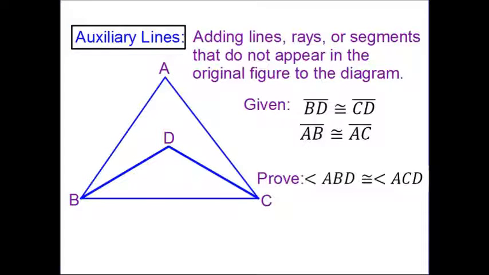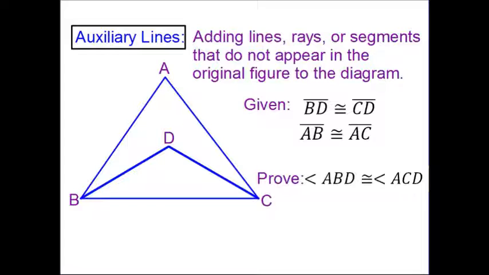Next, we're going to talk about auxiliary lines. Auxiliary lines is one of the most underappreciated properties in honors geometry. Auxiliary lines are adding lines, rays, or segments that do not appear in the original figure to the diagram.